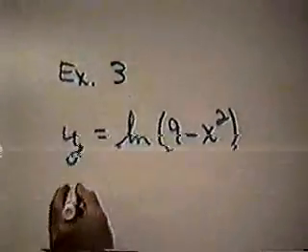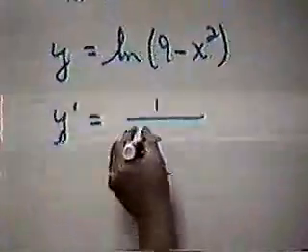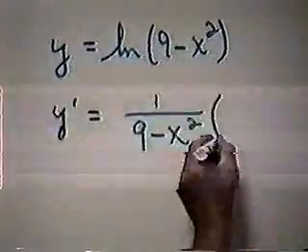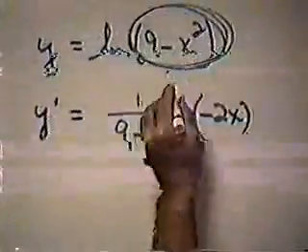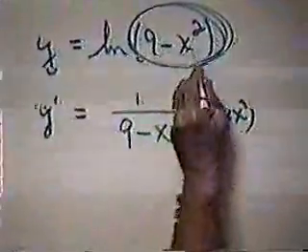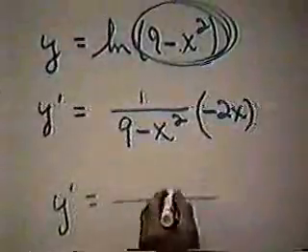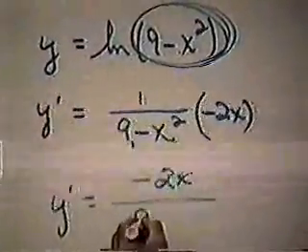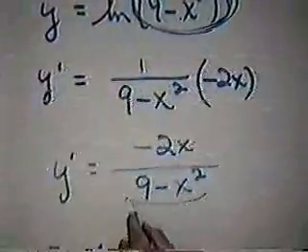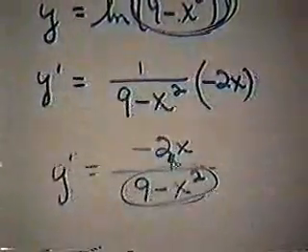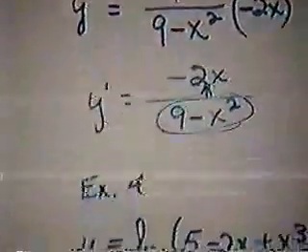The derivative of this is y prime. The derivative log is 1 over the object times the derivative of the object. The derivative of this, just look at this now and take the derivative. Derivative of 9 is 0. Derivative of x squared is 2x. And so we come down and simplify it and move the minus 2 back on top. But the derivative of logarithm is 1 over the object times the derivative of the object. All right, example 4.